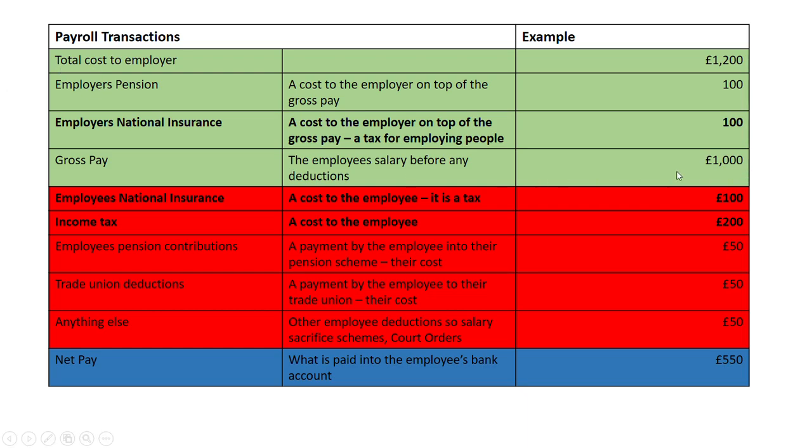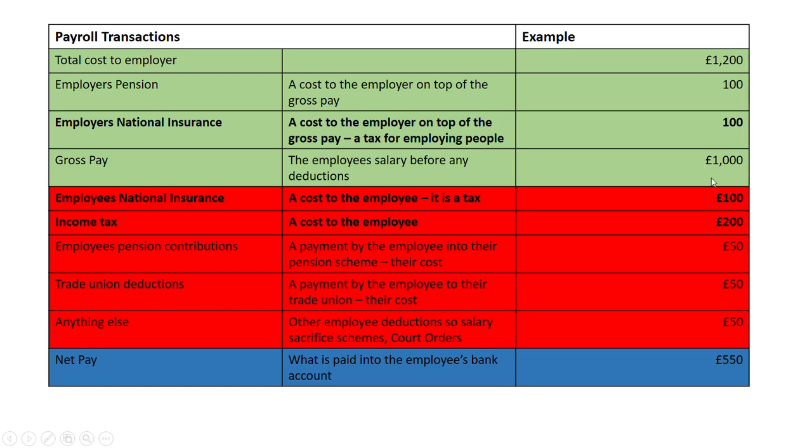So if I've agreed to pay somebody £1,000 a month, I'm going to have to pay a tax for employing them to HM Revenue and Customs. I'm also going to have to pay a contribution to their pension scheme. So their total cost to me is this figure up here, this gross pay plus these additional employer costs. So that's actually what it costs me to employ this person.